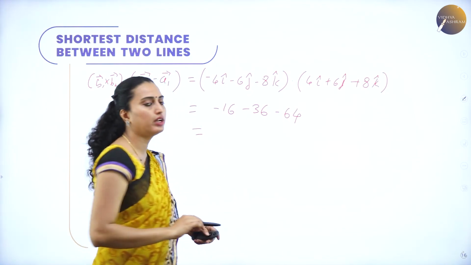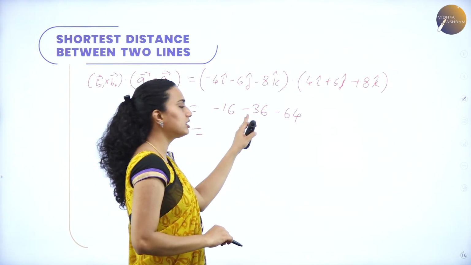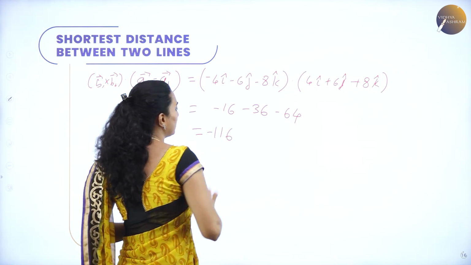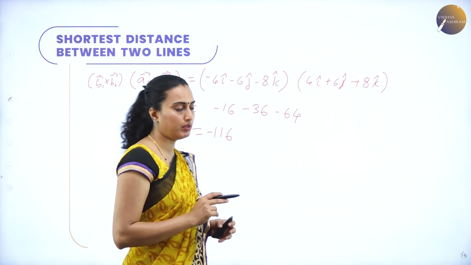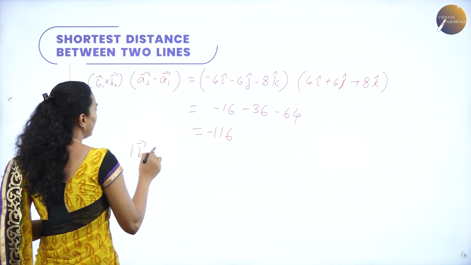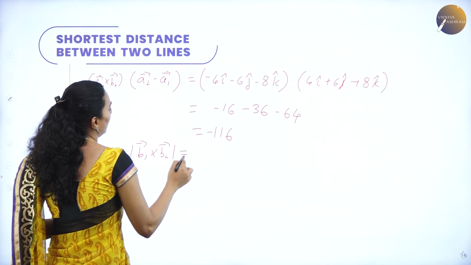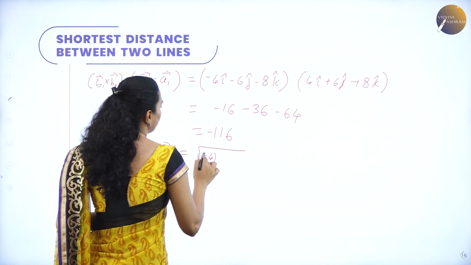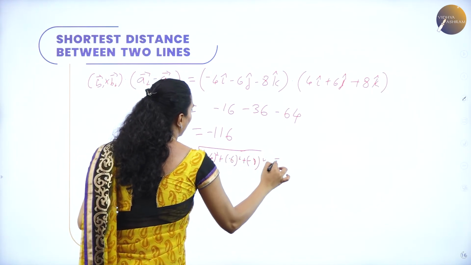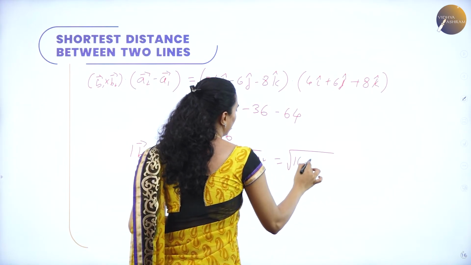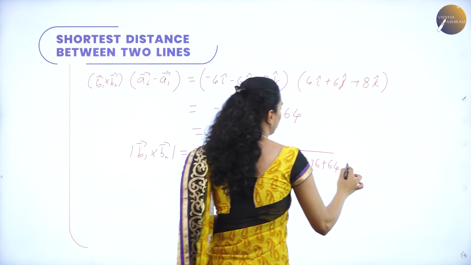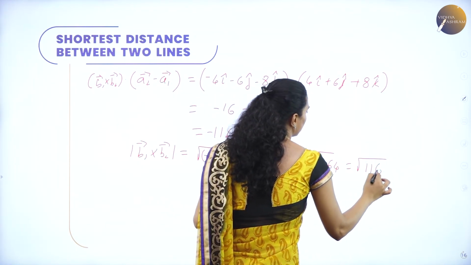So the answer you are going to get is, 64 plus 36 is 100, 100 plus 16 is nothing but 116. 116 with the minus symbol is your B1 cross B2 dot A2 minus A1. What do you need to find out next? The magnitude of B1 cross B2 to substitute in the formula, which is given by the root of minus 4 whole square plus minus 6 whole square plus minus 8 whole square. So the answer is the root of 16 plus 36 plus 64, which is equal to the root of 116, right?